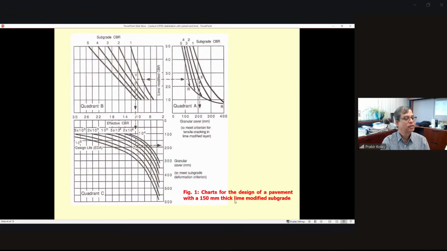Over here is the design chart for a pavement with a 150 millimeter thick lime modified subgrade. There are three different coordinates, T, X, Y and Z, and also the lime modified CBR and the subgrade CBR, which you can calculate. You also need to know the design load for the pavement, and how much should be the granular cover, and the base and sub-base thickness. All these things you can easily find from this graph.